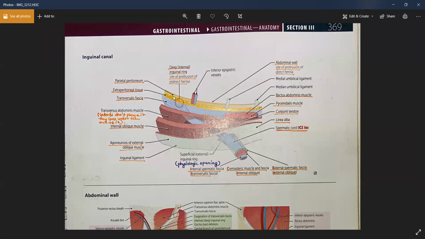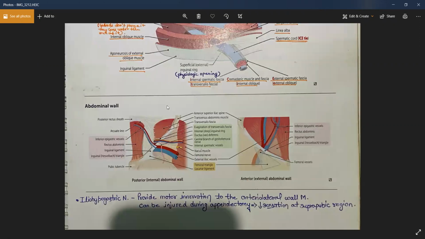The deep inguinal ring is the site of the indirect hernia, which is lateral to the epigastric vessels. Whenever weakness in the abdominal wall occurs, this can lead to a direct hernia, which is medial to the epigastric vessels. So direct hernia is medial to the epigastric vessels, and indirect hernia is lateral to the epigastric vessels. Very important.